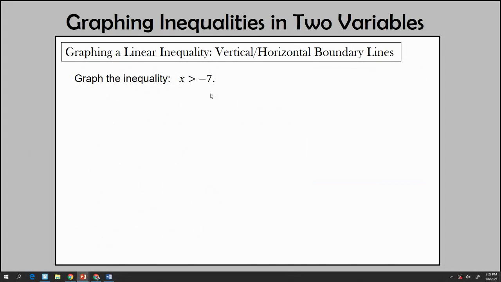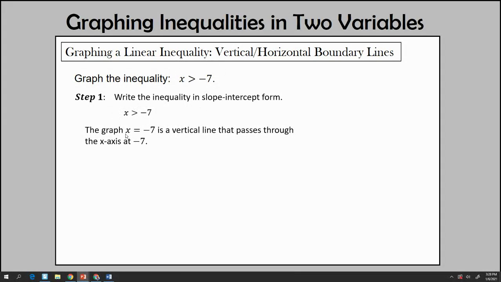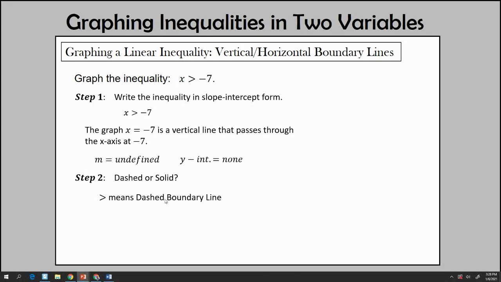Okay, I think I did one more here. This one is x is greater than -7. Okay, it still means the same thing. Our graph is going to be a vertical line that goes through the x-axis at -7. Okay, x equals a number is always a vertical line. So it's undefined slope. There is no y-intercept. Okay, should it be dashed or solid? Well, greater than means it should be dashed.